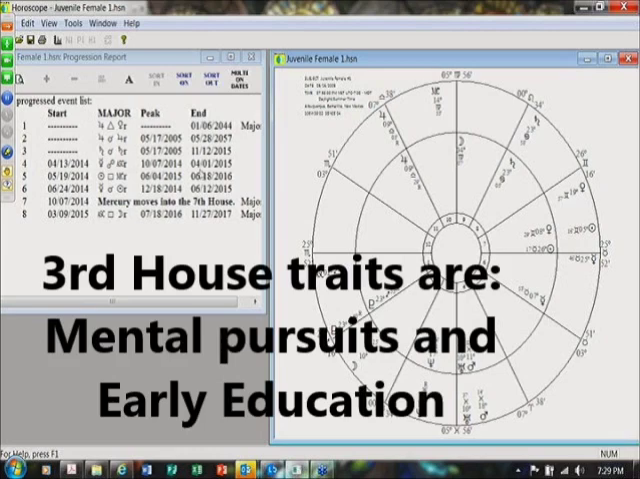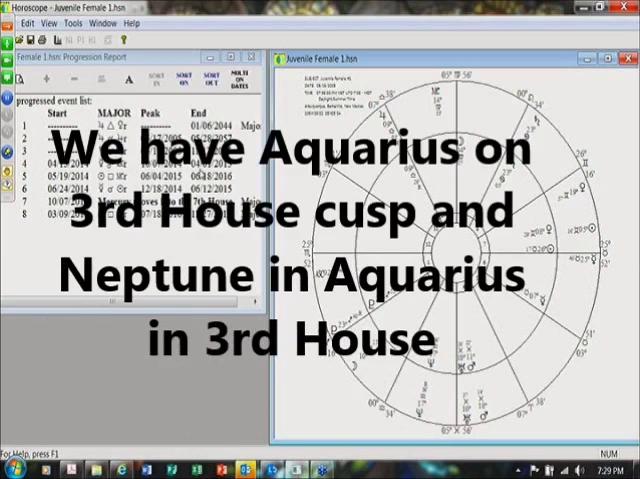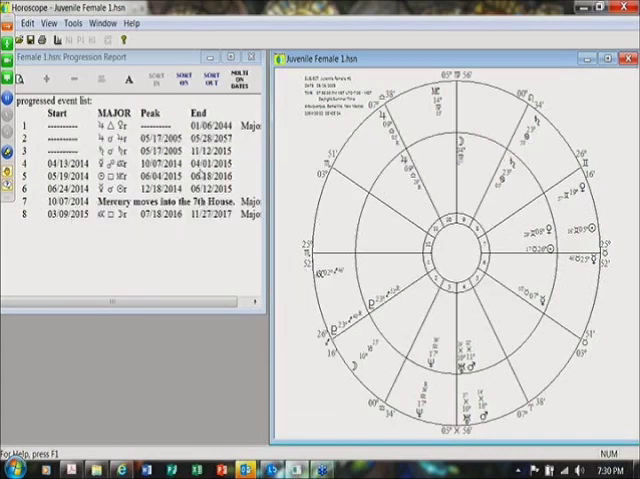Third house, mental pursuits, early education, Aquarius on the cusp, Neptune in Aquarius, in the house. So let's talk about Neptune in the third house. Take a reality check? Yes, take a reality check. And it may have to do with your own thinking. A person with Neptune in the third house is a daydreamer. They tend to fantasize. You need to be careful driving with them because their natural instinct is to go on autopilot. They get lost in their thoughts. They can be incredibly imaginative. There's no lack of imagination when you have Neptune in the third house.